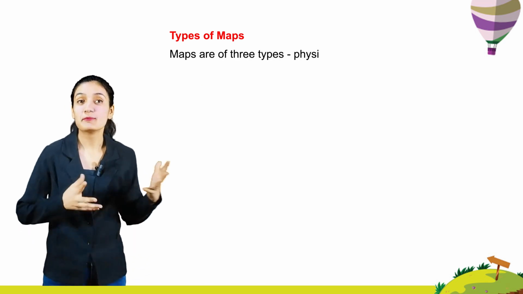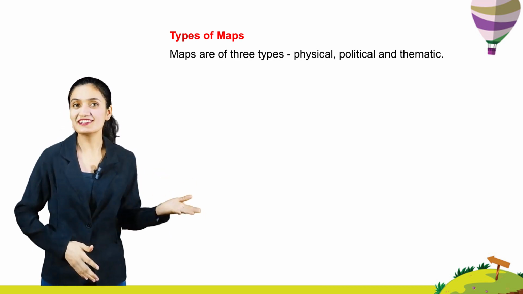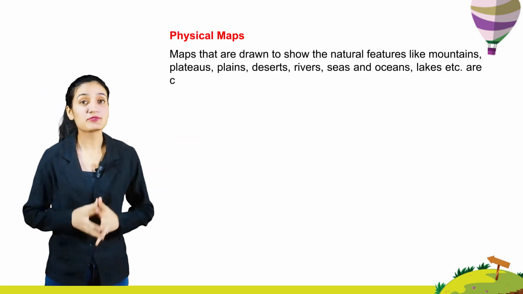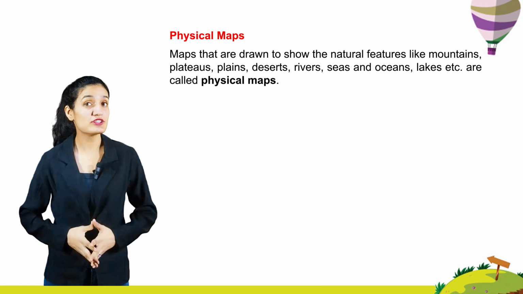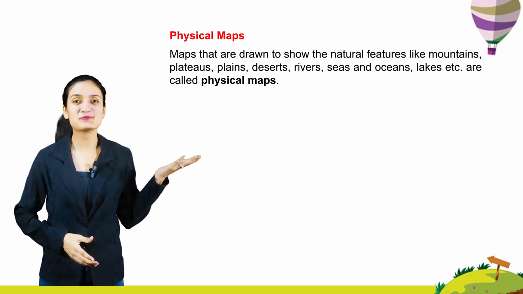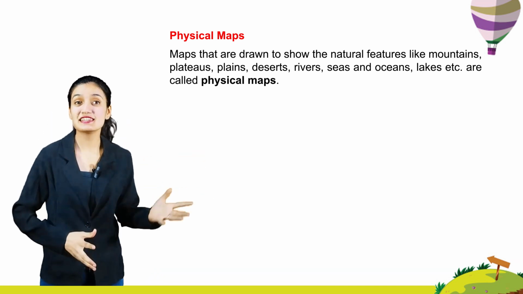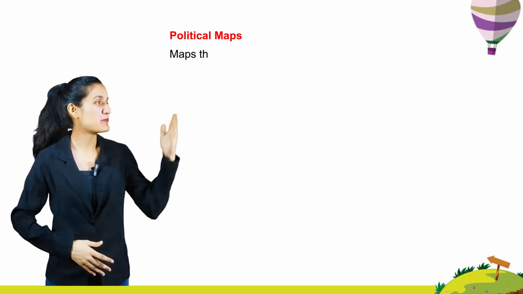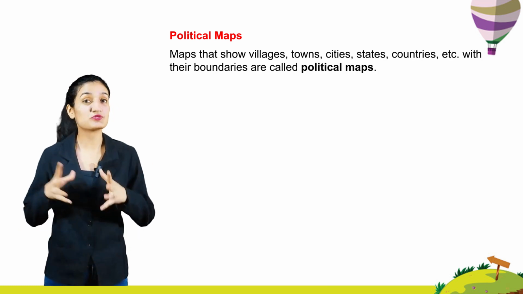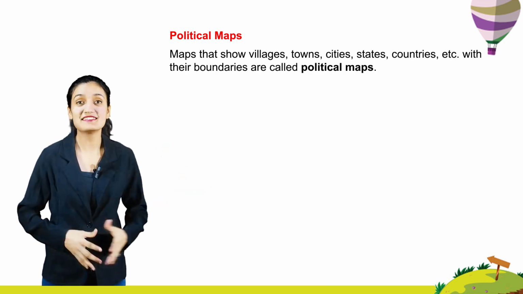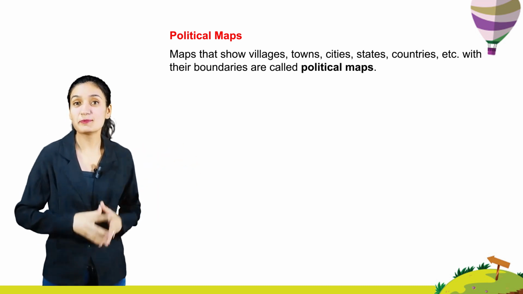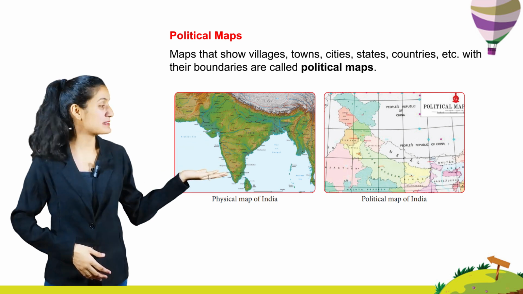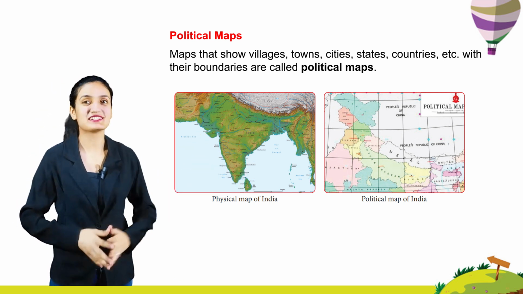Types of maps. Maps are of three types: physical, political and thematic. Physical map. Maps that are drawn to show the natural features like mountains, plateaus, plains, deserts, rivers, seas and oceans, lakes, etc. are called physical maps. Political maps. Maps that show villages, towns, cities, states, countries, etc. with their boundaries are called political maps. Here you can see the pictures of the physical map of India and the political map of India.